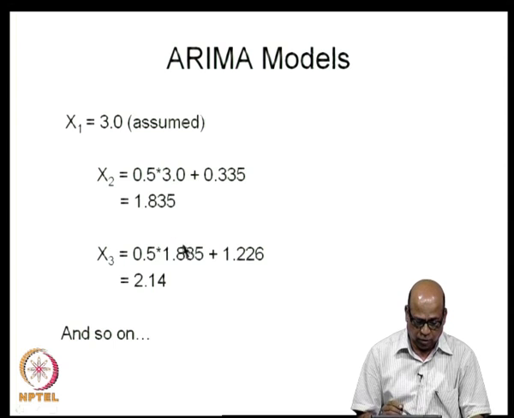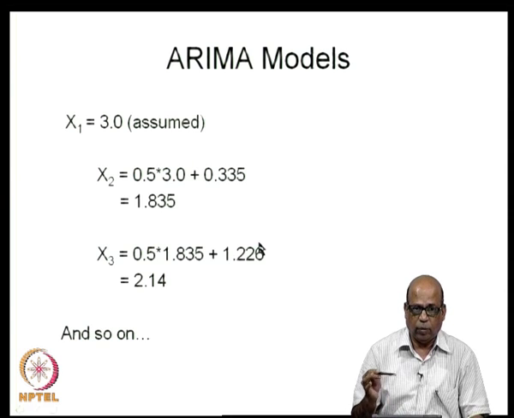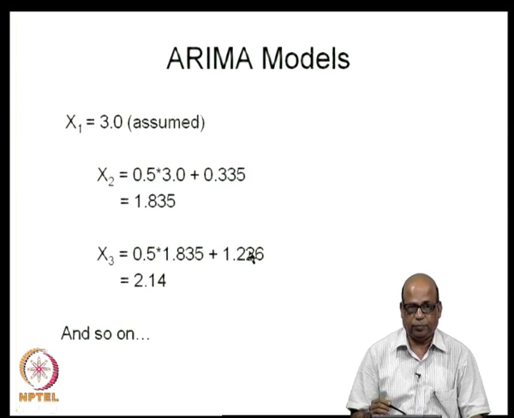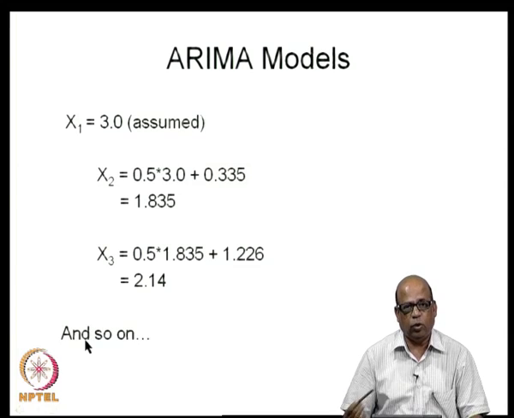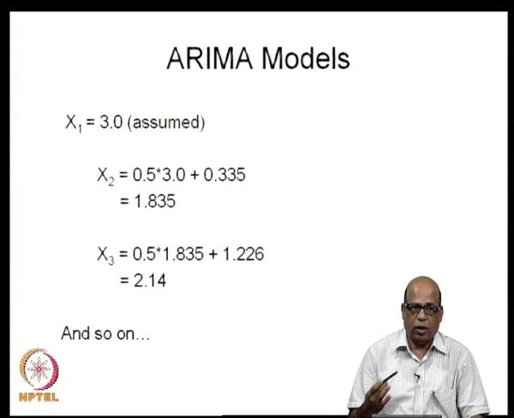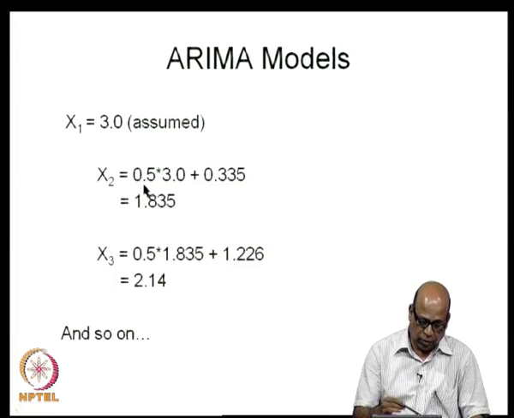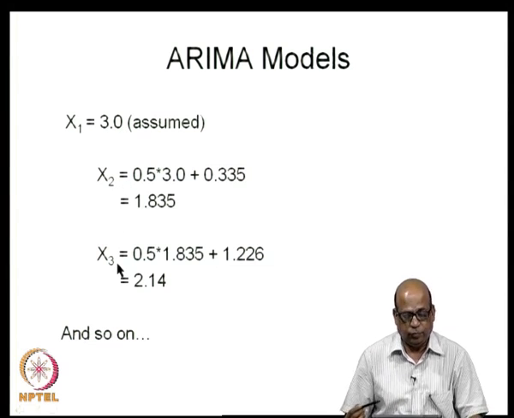Then I will use this 1.835 in the generation of the next value. Phi remains the same, x 2 now when I am generating x 3, and then I put another E t value from the same sequence of random numbers. I get 2.14, this 2.14 I use to generate x 4 and so on. So, this is how we use the AR1 model to generate the particular variable values. X 1 we assumed and x 2, x 3 etcetera, these are generated.